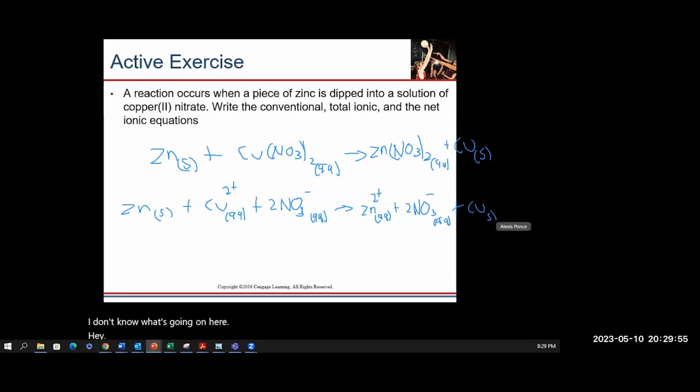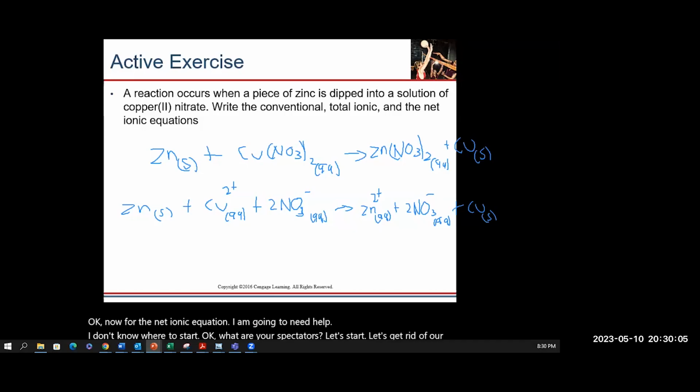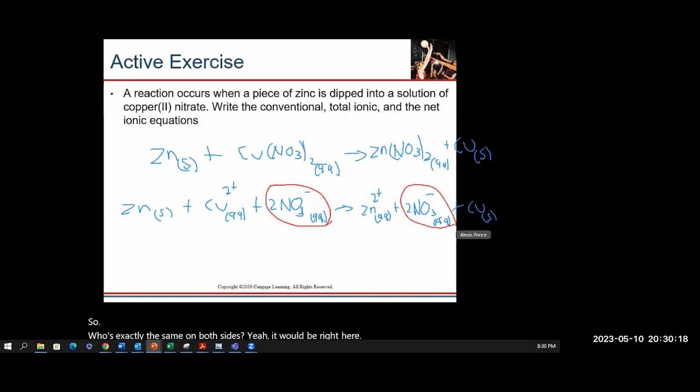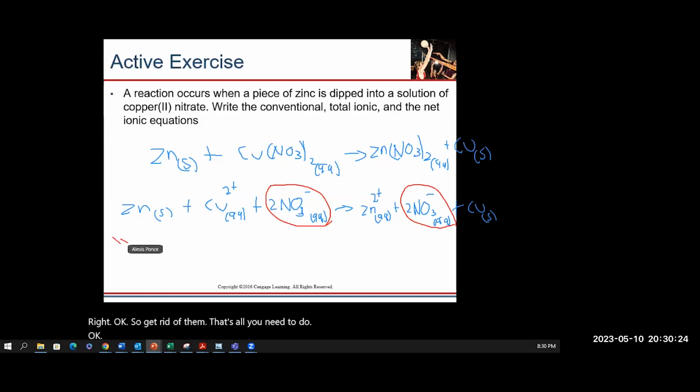Okay. Now for the net ionic equation, I am going to need help. I don't know where to start. What are your spectators? Let's get rid of our spectators. Spectators are exactly the same on both sides. It would be right here. So get rid of them. That's all you need to do. Oh, okay. Can I just do this?